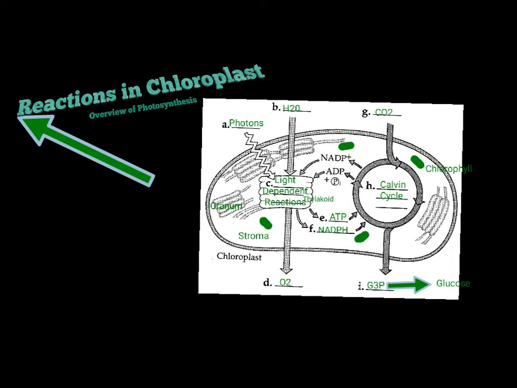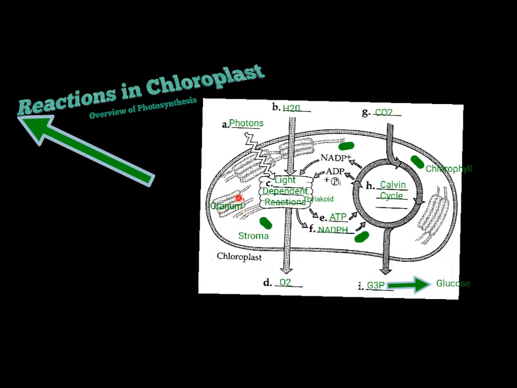This is the full overview of photosynthesis. The photons and H2O go into light-dependent reactions, and out comes O2, ATP, and NADPH, which go into the Calvin cycle along with CO2, and that revolves and makes G3P, which makes glucose, and the ADP plus P and NADP plus are spit out. This all happens in the chloroplast, and the Calvin cycle happens in the stroma. The light-dependent reactions happen in the thylakoid.